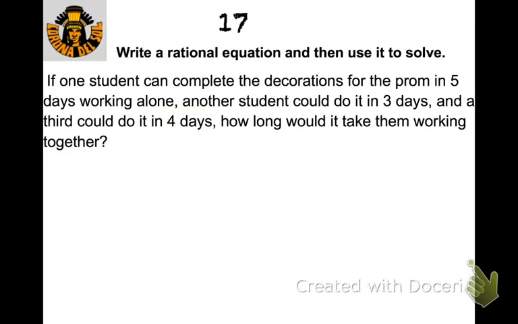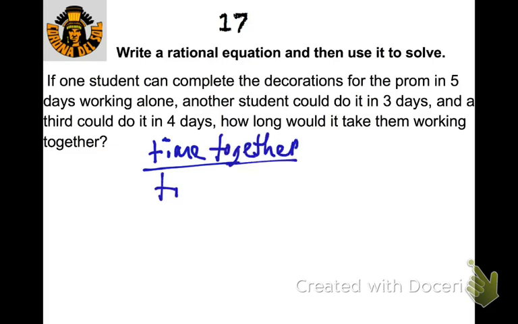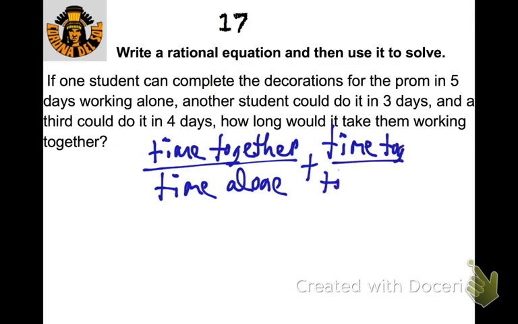Okay, so now the application type problems. So the good news is that the structure is the same. Let me write that: the structure is time together over time alone, plus time together over time alone, and then equals 1. So, pretty easy.